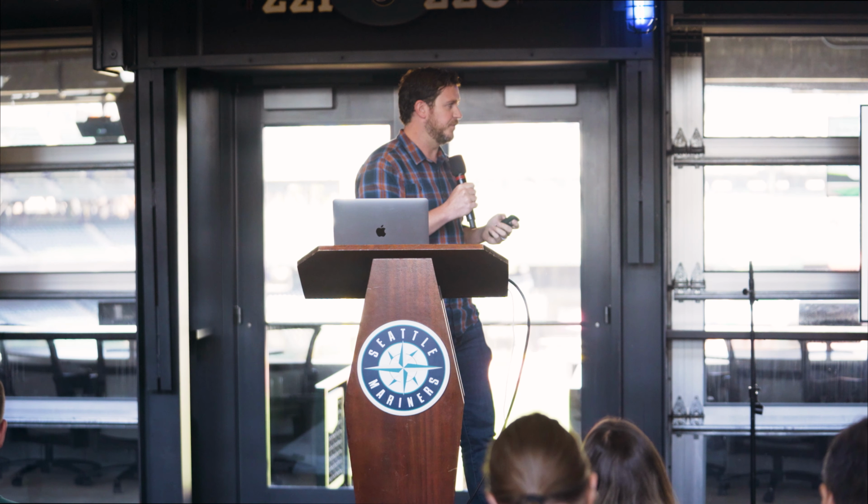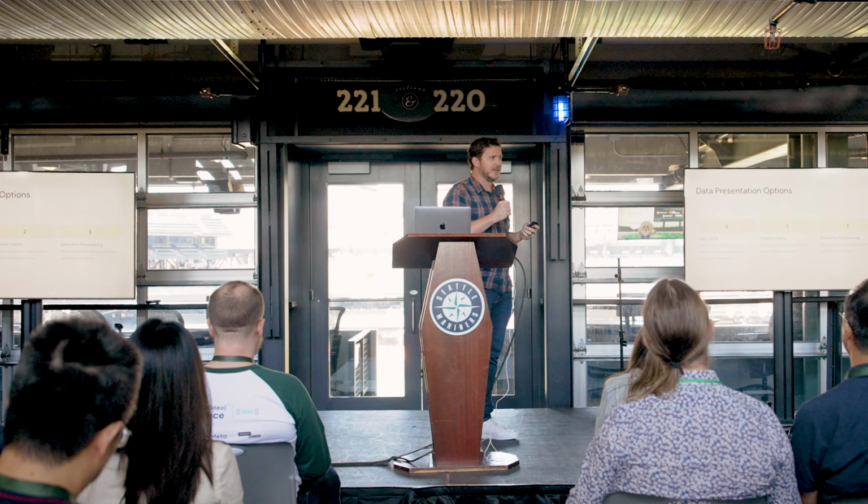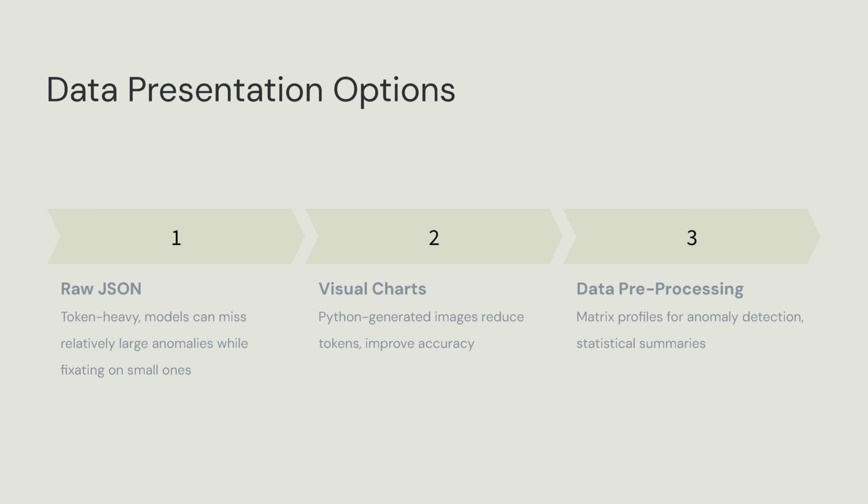Another is more data pre-processing. So doing things like computing max, mins, averages, that kind of thing, and also matrix profiles, if you're familiar with that. More or less, what is the shape of the graph along the way, and are there specific anomalies to look into.